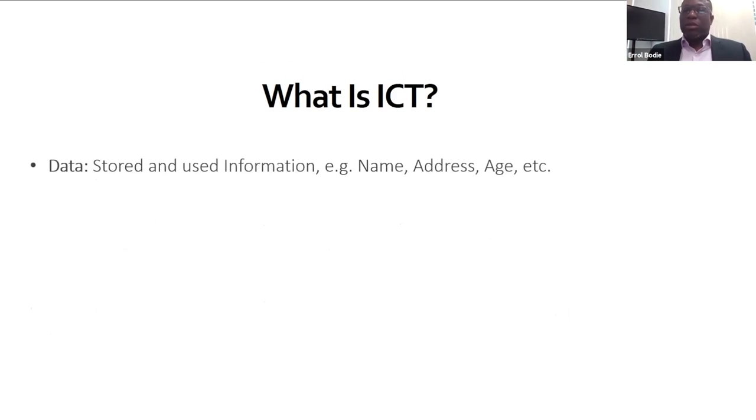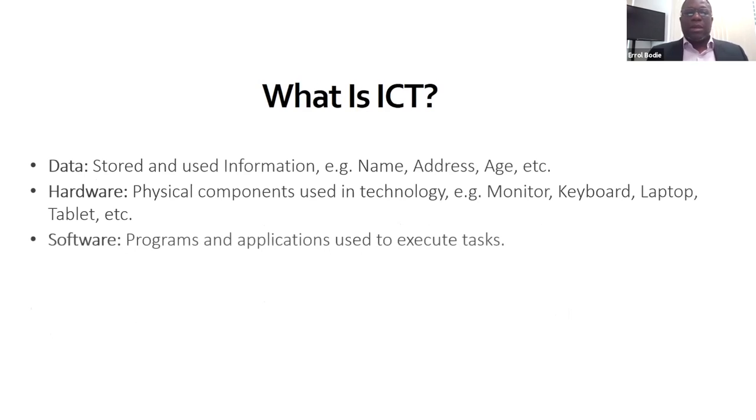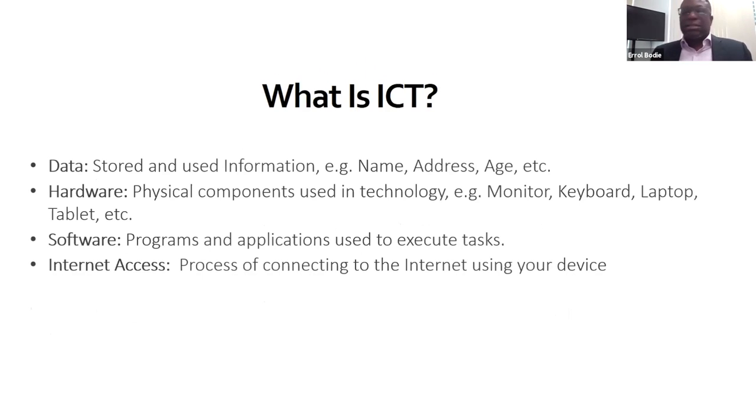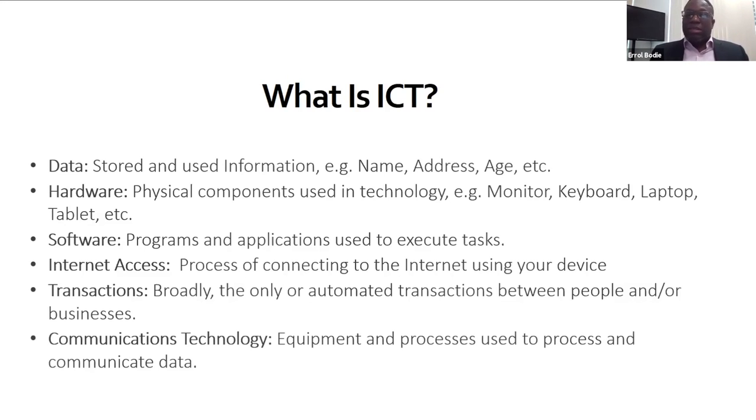When I talk about data, we're talking about the information that's stored and used in technology. Those could be things like name, address, bank information. Hardware is typically the physical components, the things that you touch: your monitor, your keyboard, your tablet, your phone. And software is the programs that actually run these computers. Internet access is simply the process of connecting to the internet using your favorite device. And transactions broadly are either the online or automated transactions between two or more persons or businesses, or people to businesses as well. And communications technology is the process of communicating that data across various channels.